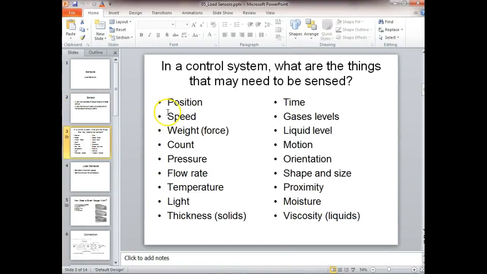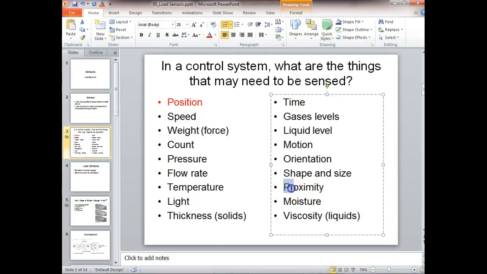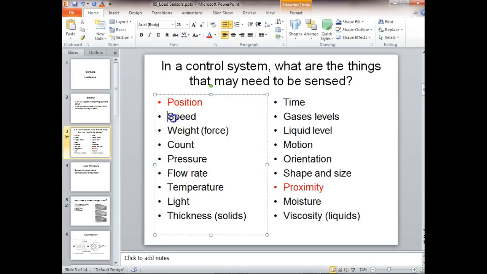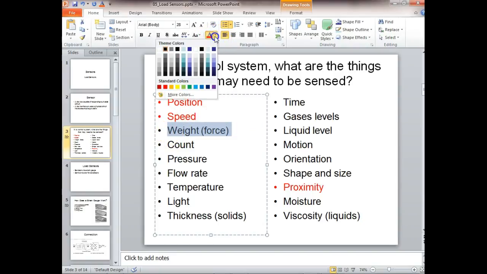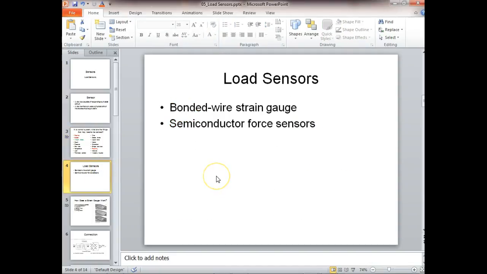So we're over here. What have we done so far? We've done position. We've done proximity. We've done speed. And now we're going to deal with weight or force sensors. First of all, we can sense weight with levers, right?